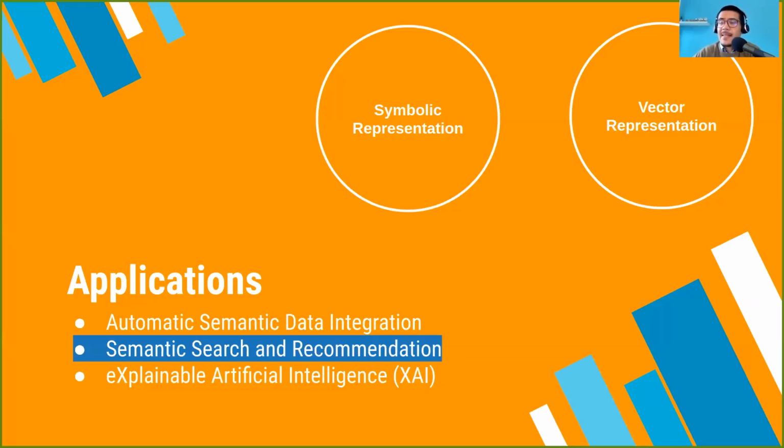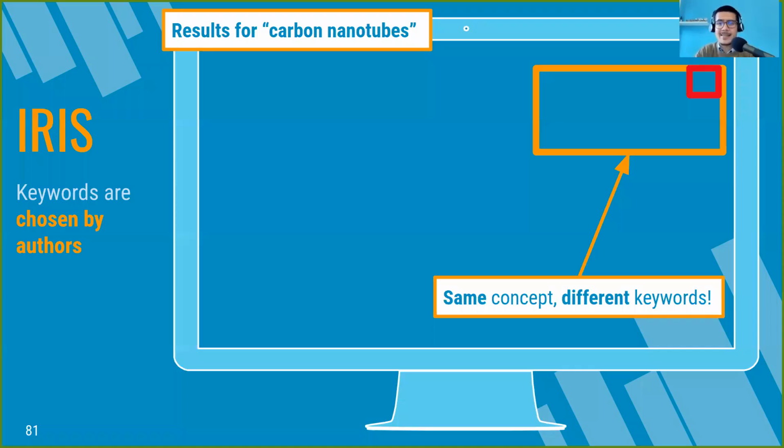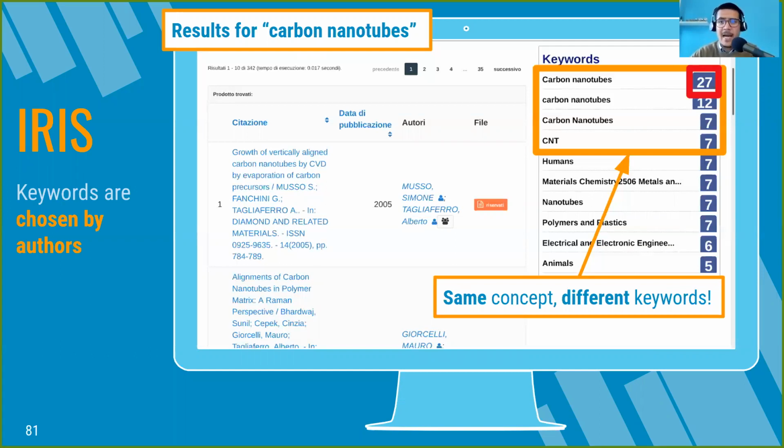So the second task was related to link prediction for recommendation and semantic search. In this case, we started from Iris. That is the tool that we use at the Polytechnic of Turin in order to publish and release our publications. So it's a search engine that indexes all the publications written by researchers of the Polytechnic of Turin. Actually, it uses a simple search engine that exploits keywords in order to retrieve the publications.